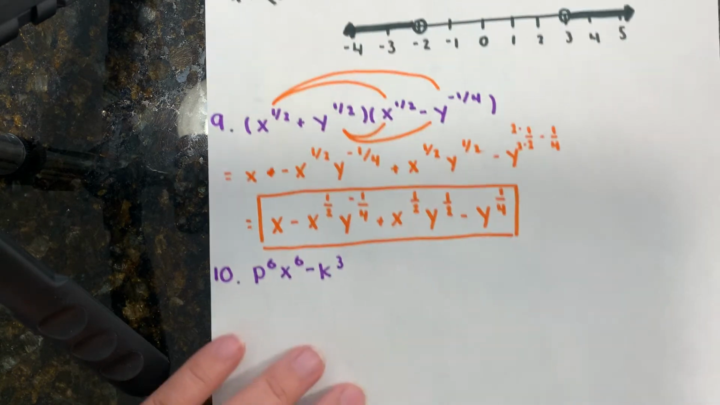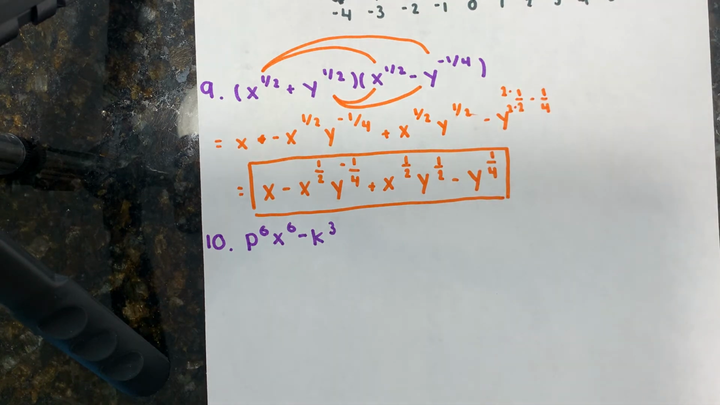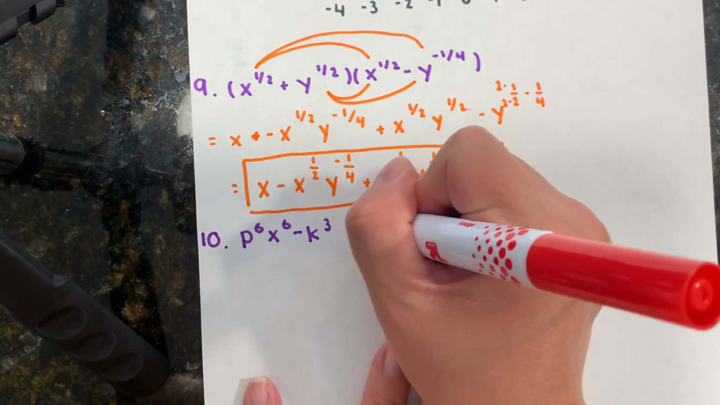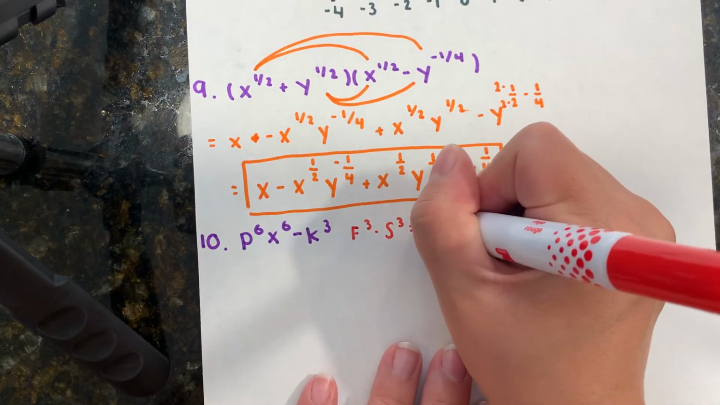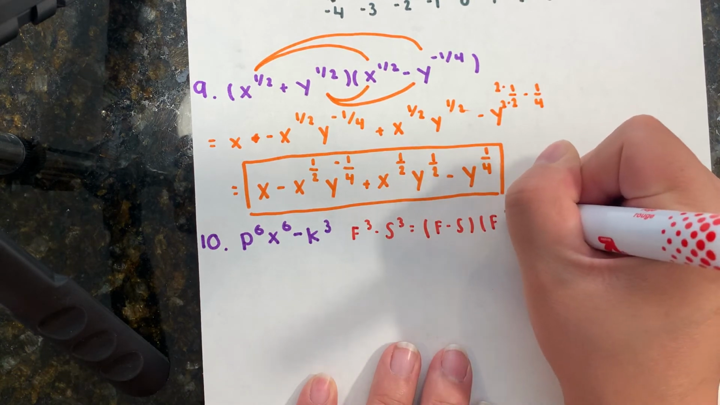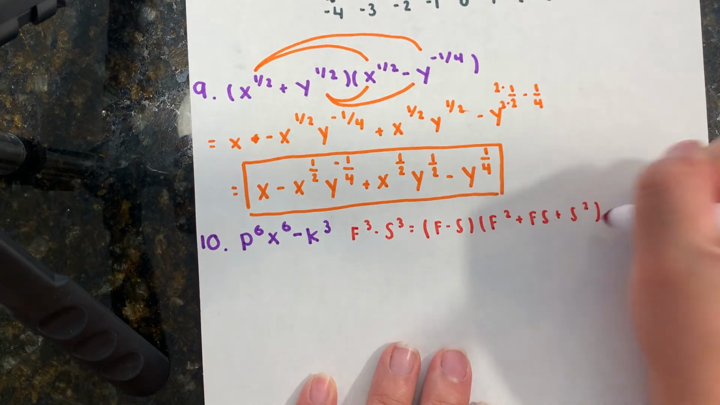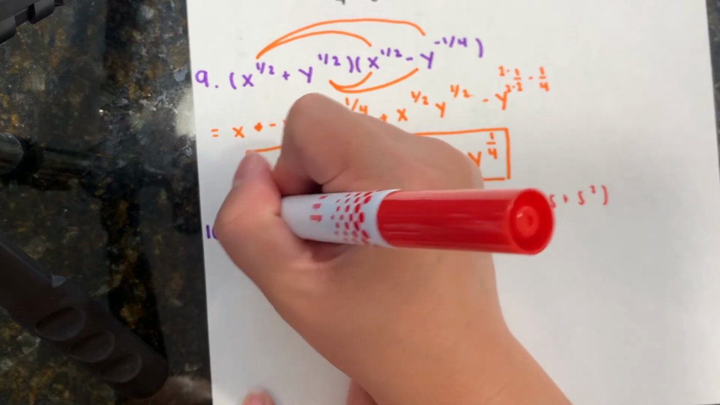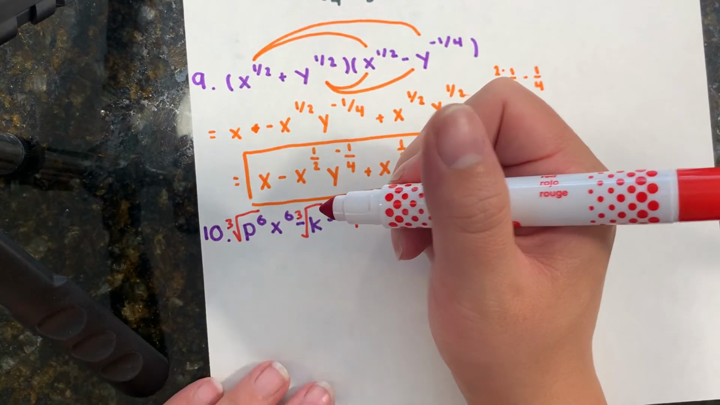And now lastly, we're going to look at number 10, which you should have a formula for. And that's going to be f cubed minus s cubed is equal to f minus s times f squared plus fs plus s squared. Now to find the f and the s, I'm just going to take the cube root of each of these terms, which means you divide the exponent by 3.